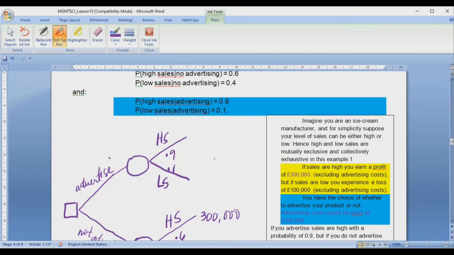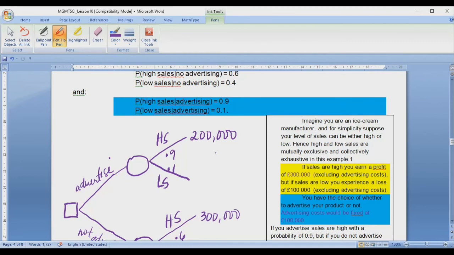If sales are high, the profit or your earnings is 300K. But this is with advertisement. So, you subtract the advertising cost from the profit when sales are high. 300,000 minus 100,000 is 200,000. And then, if sales are low, the probability is 0.1.